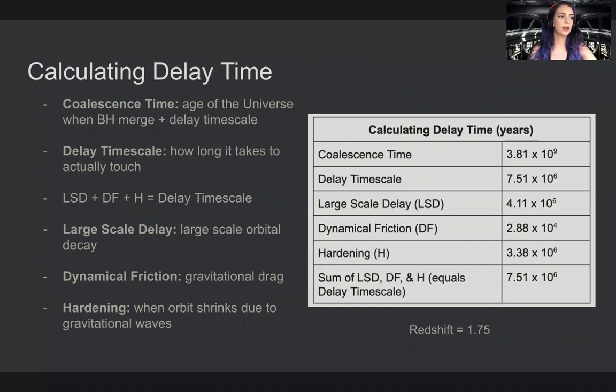Now, what sums up to become the delay timescale is large-scale delay, dynamical friction, and hardening due to gravitational radiation, which we just explained. Our universe is 13.7 billion years old, and the coalescence time shown is 3.81 billion years, meaning it is this age when the black holes merge. They get closer together, or essentially find each other, 7.5 million years before that. Thus, we and LISA can observe this merger because it happens 3.81 billion years after the Big Bang.